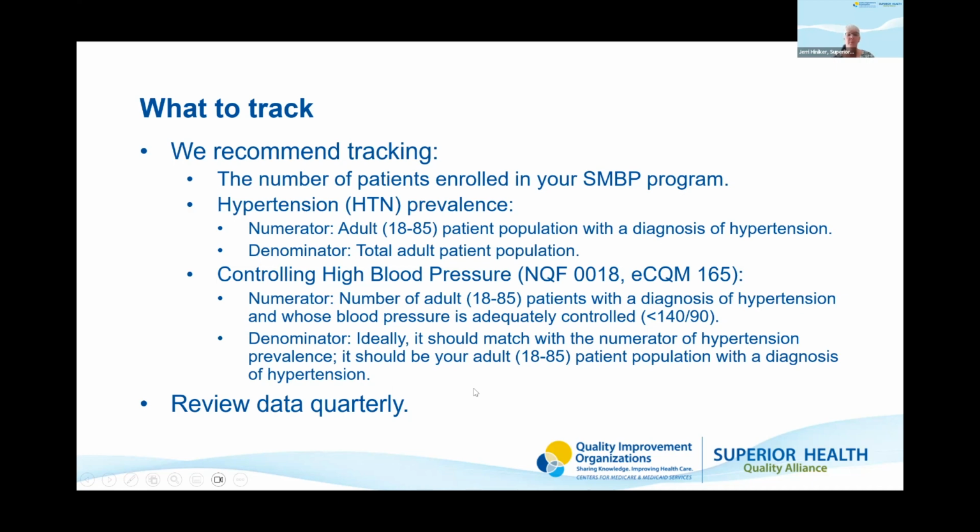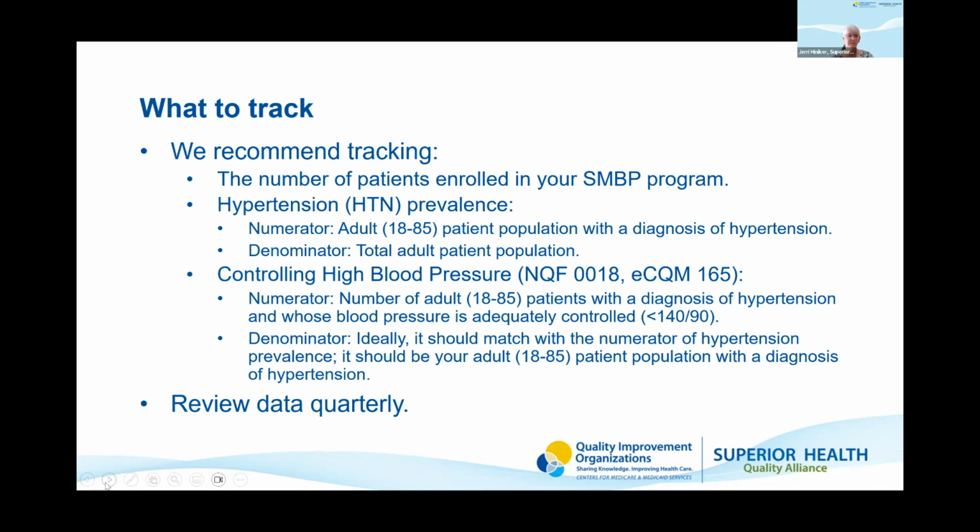The one thing to be aware of as you're identifying more patients, of course, your prevalence is going to go up. You also may see the second bullet point, the control of high blood pressure, rate actually go down because as patients are identified with high blood pressure, those newly identified patients, they're probably not in control. So don't be discouraged if you're seeing your control rate go down as you're identifying more patients. And we recommend that you review this data at least quarterly.